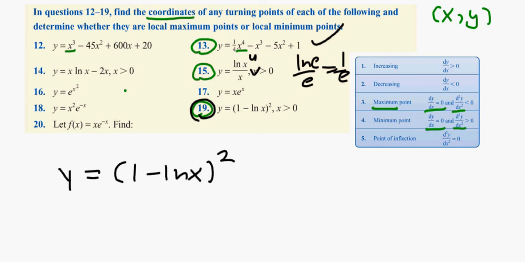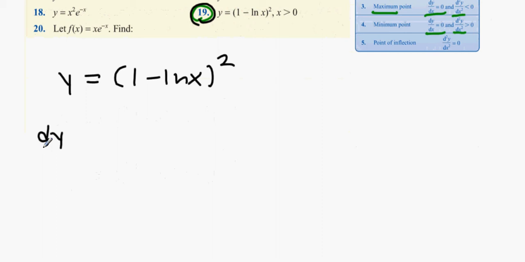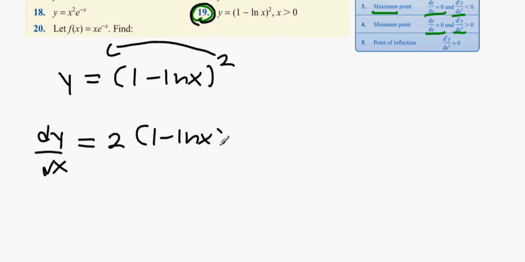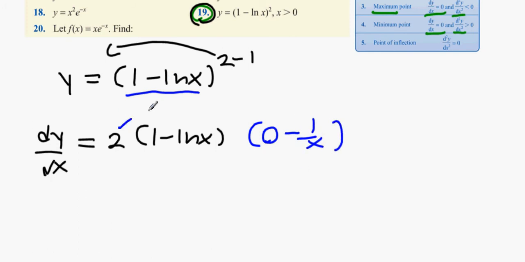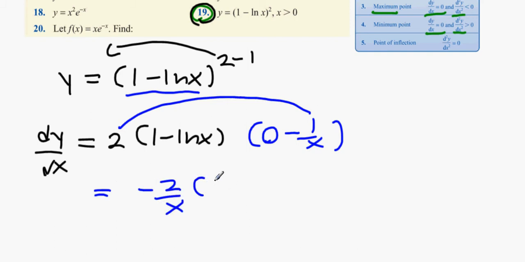Now remember what the chain rule is. You differentiate once. You bring the 2 to the front and treat it like a normal differentiation. It's going to be 2 times 1 minus ln x to the power 2 minus 1, which is the power 1. Power 1 doesn't need to be included. Now, you also have to remember to differentiate what's in the bracket. Differentiate 1, you get 0. Differentiate minus ln x, you get minus 1 over x. We're now going to multiply the 2 by the minus 1 over x, and we get minus 2 over x, bracket 1 minus ln x.